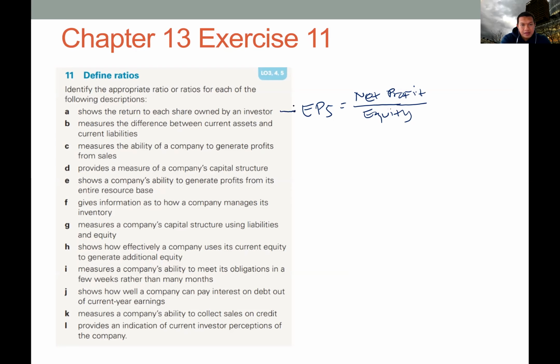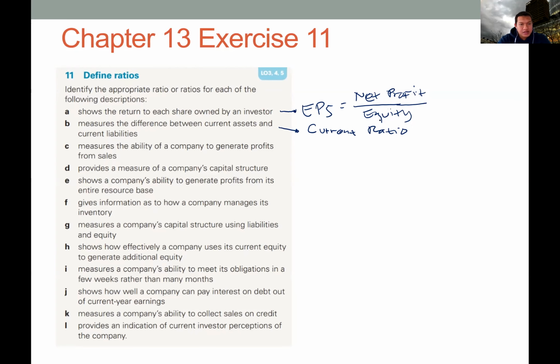Problem B measures the difference between current asset and current liabilities. I think it's quite easy. So we have current asset and current liabilities, so it should be the current ratio, right? So current ratio is current asset divided by current liabilities.